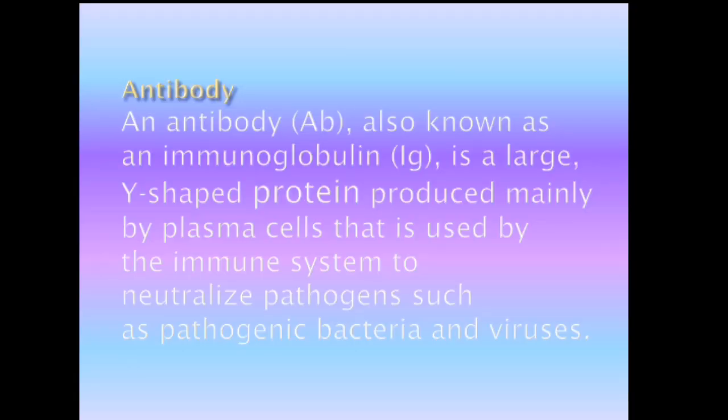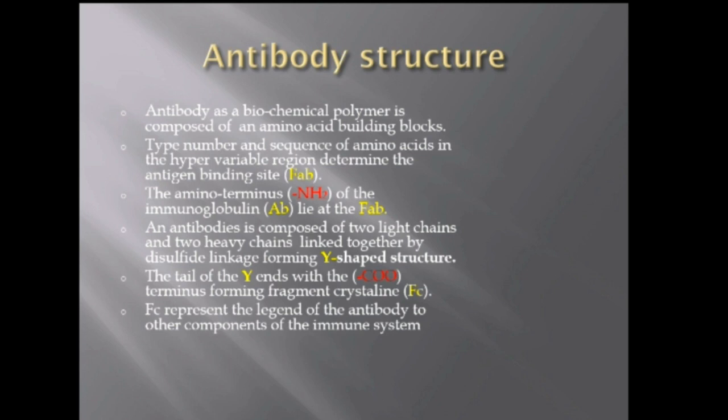Antibody. An antibody (AB), also known as an immunoglobulin (Ig), is a large Y-shaped protein produced mainly by plasma cells that is used by the immune system to neutralize pathogens such as pathogenic bacteria and viruses. Antibody structure. An antibody, as a biochemical polymer, is composed of amino acid building blocks.